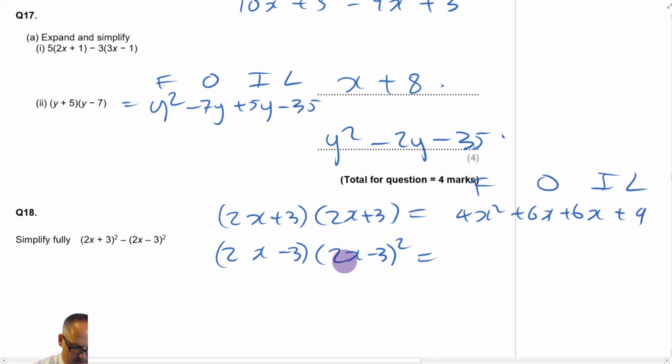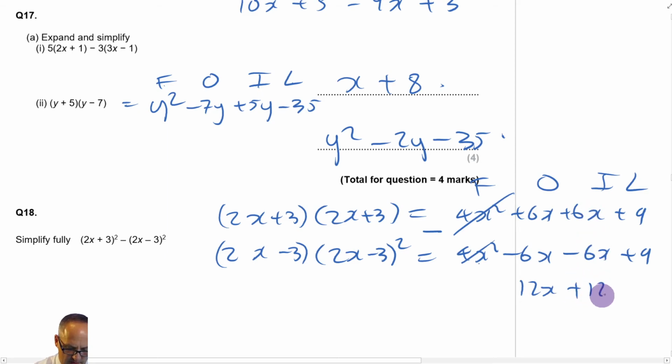Do FOIL again. First two things, 4x squared. Outer two things, minus 6x. Inner two things, minus 6x. Last two things, minus 3 times minus 3 is another 9. And I want to do the top one minus the bottom one. So if I take this away from this, that will cancel. Take this away from this, I get 12x. Take this away from this, I get another 12x. Take this away from this, they'll cancel. So my answer is 24x.